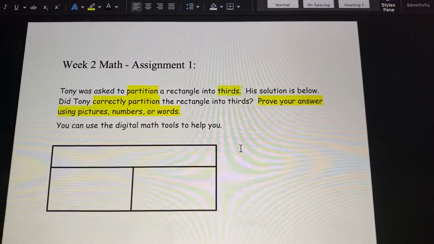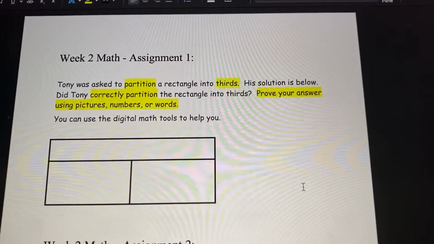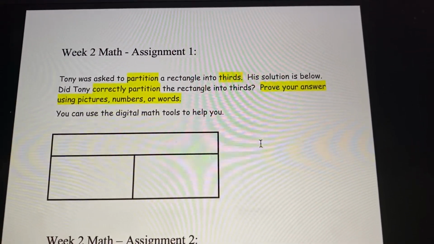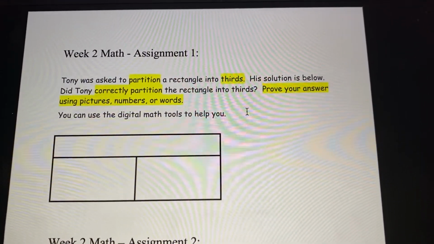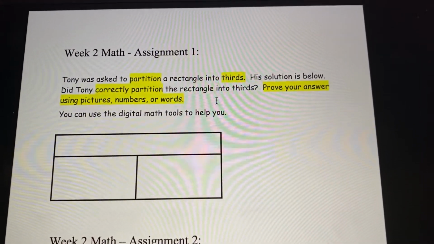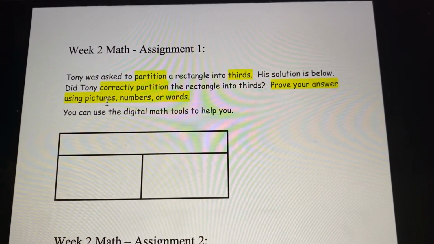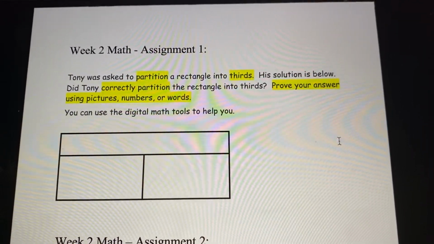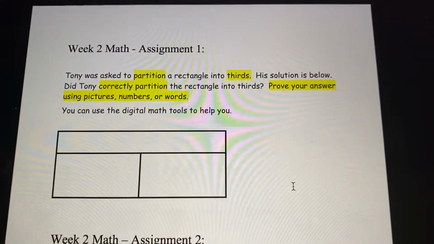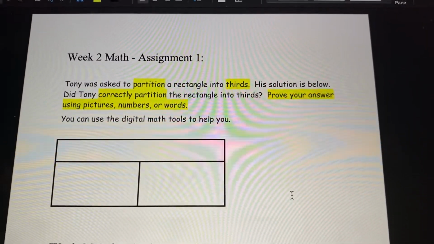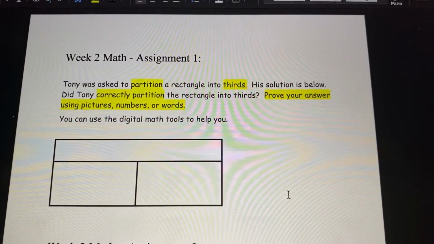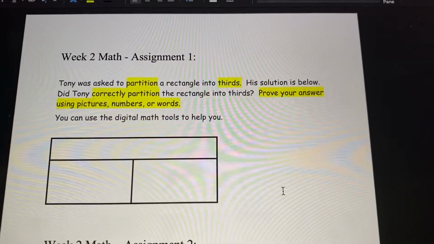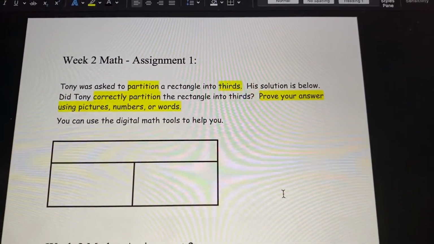So you guys can either draw a new picture of the rectangle, or if you think he's right, then you have to give me an explanation. If you think he is incorrect, you can either draw me a picture, you can use numbers, or you can just give me a regular explanation. If you give me an explanation, I would like it if you guys could use the 3 words that you have in your flip book: numerator, denominator, and partition. If you can mention those in your explanation, that's bonus points.